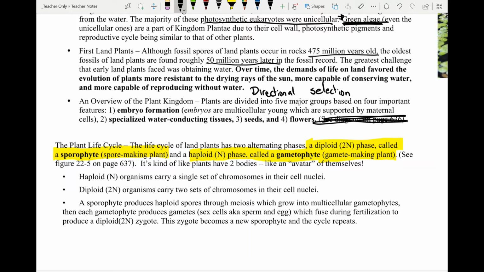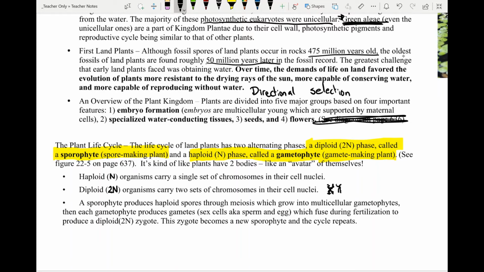First up, I want to talk about haploid and diploid. This N and 2N refers to how many sets of chromosomes you have. 2N means you have 2 sets, N means you only have 1 set. Haploid organisms carry a single set of chromosomes in their cell nuclei. It'll be easier if I talk about diploid first. When we talk about chromosomes, we always think of them coming in pairs, like we had our X and our Y chromosomes. Well, that's the same here.